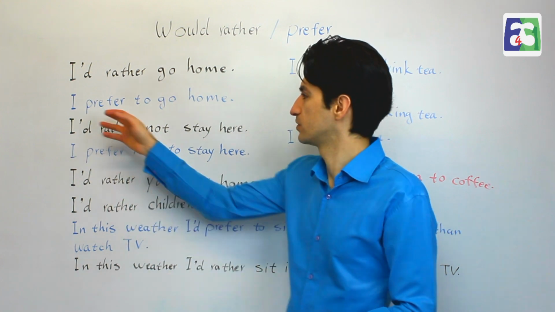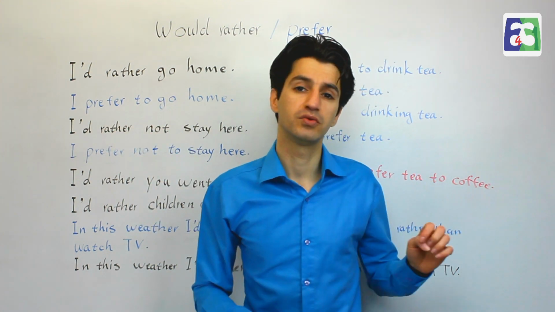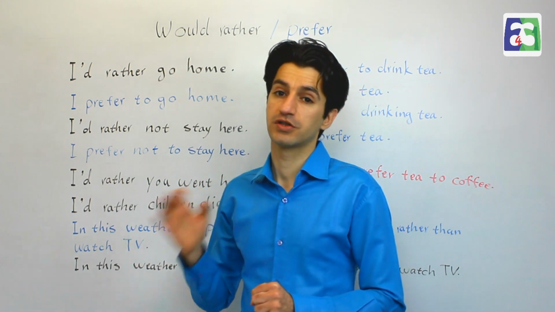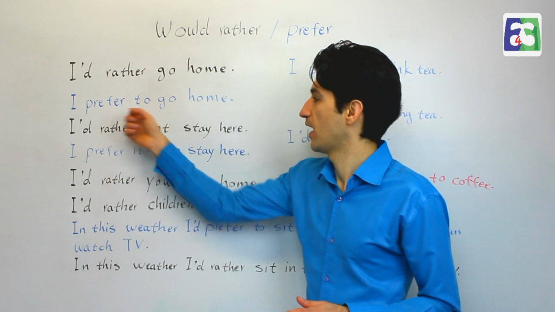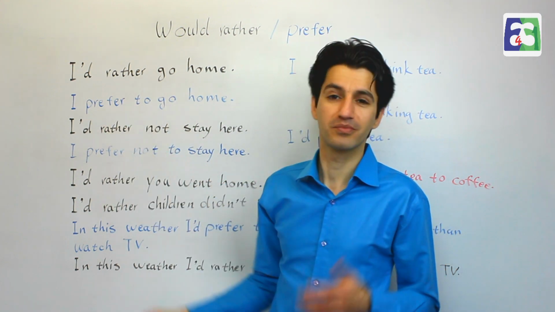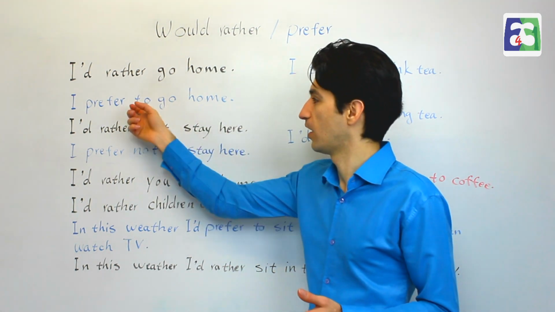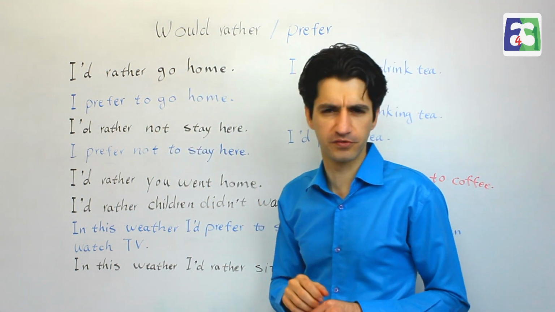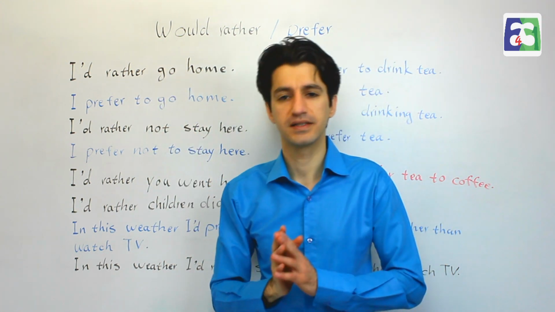So I say I prefer to go, I prefer to be, I prefer to study, I prefer to stay, whatever. I just have to have to after prefer. Okay, if I'm just going to talk about the verb. Of course, I've got some other forms for prefer, but rather go. So that is the difference.